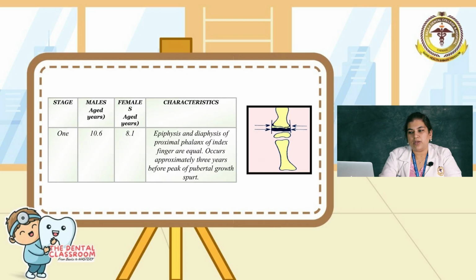Stage 1 is approximately around the ages of 10 to 11 for males and 8 to 8.5 for females. In this stage, as you can see in the image, the epiphysis and the diaphysis of the proximal phalanx of the index finger are equal, meaning the terminal ends are of equal widths. Neither one is bigger, neither one is smaller. This stage occurs approximately 3 years before the peak pubertal growth spurt. That is, if you see a patient in stage 1, you know that there's a long time to go before the patient's mandible shows an increase in growth.